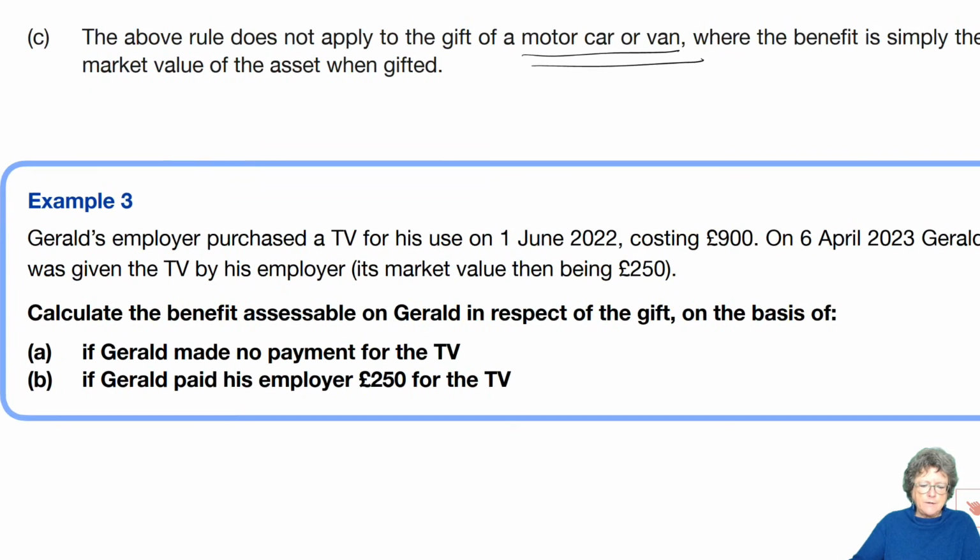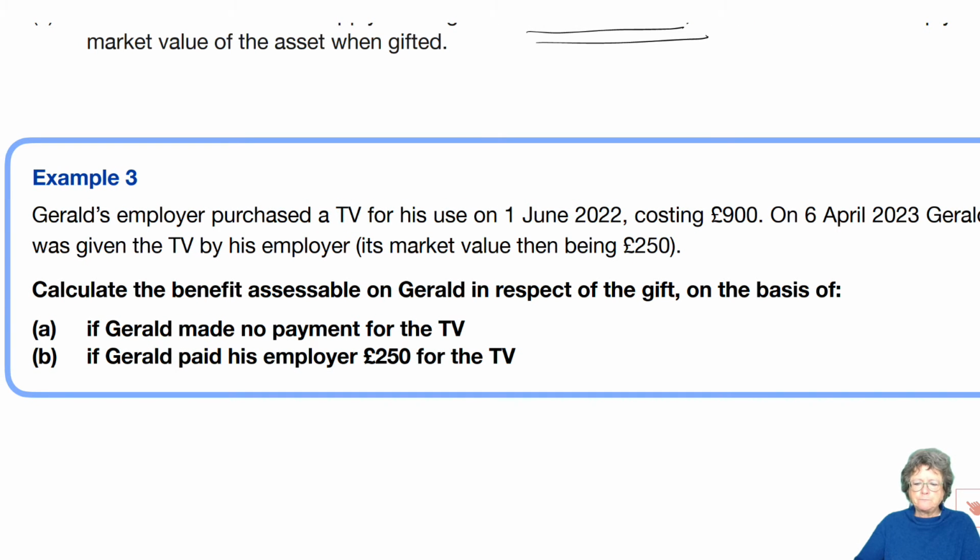So let's have a look at example 3 of how that works. Gerald's employer bought a TV for his use on the 1st of June and it cost £900. On the 6th of April 2023, Gerald was given the TV by his employer when its market value was £250. Calculate the benefit assessable on Gerald in respect of the gift on the basis of A, if he paid nothing for the TV, or B, if he paid £250.